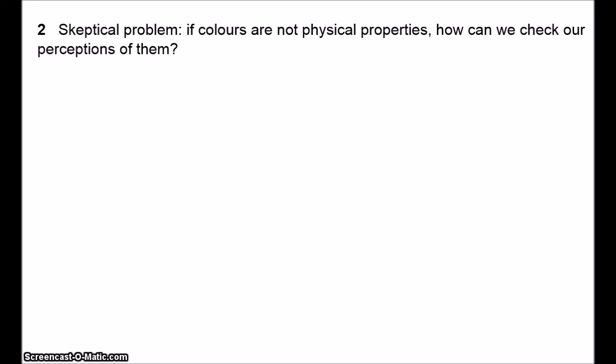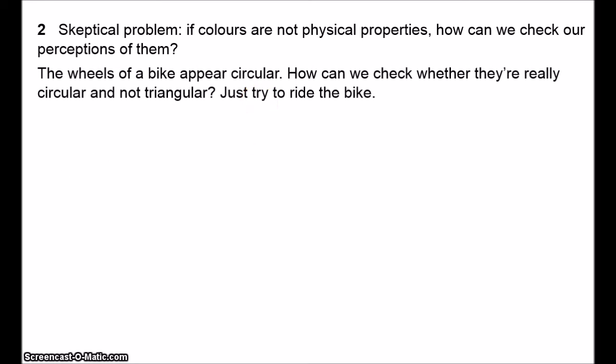One example here, and I'm sorry, I can't remember exactly who gave this example. I think it might have been John Campbell. Appeals to a bike. We look at the wheels of a bike and they appear circular. We move around the bike and we look at them from different angles and we still judge them to be circular. But how do we know that our visual perception is accurate? How do I know that I'm not hallucinating and the wheels are actually triangular? Well, one option is simply to try to ride the bike. If you can ride it easily, they're probably not triangular wheels, because triangular wheels wouldn't ride very easily.